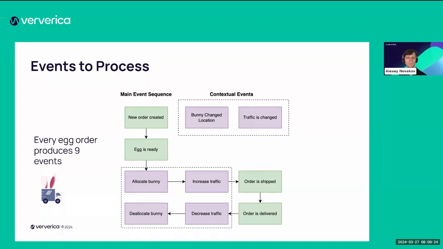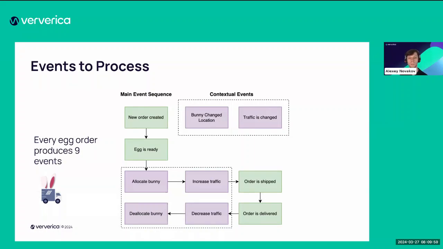These are events which are created when we need to use our resources, which are the fleet of bunnies and our city map, where we also need to take into account the traffic, so that we cannot just allocate any bunny at any time. And also, when the order is moving through its life cycle, it changes its status. At the very beginning it has the new status, then egg is ready, order is shipped, and order is delivered is the final status of the order.